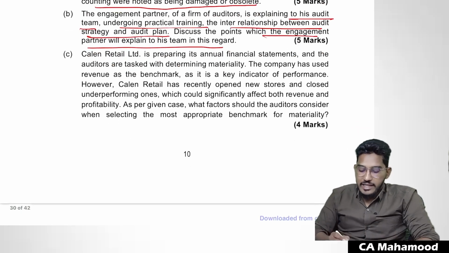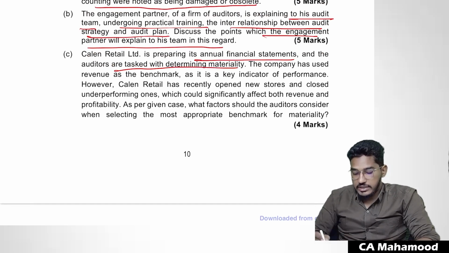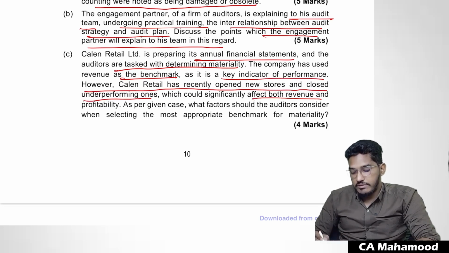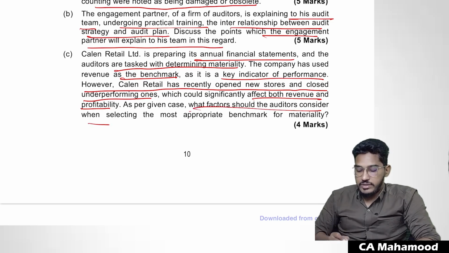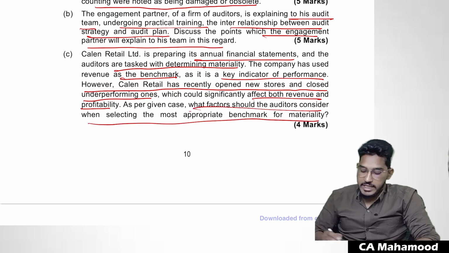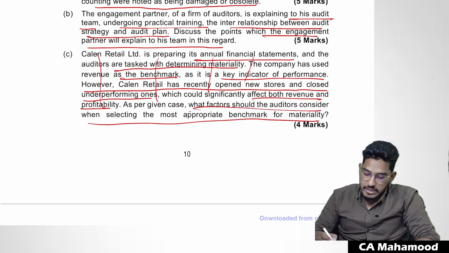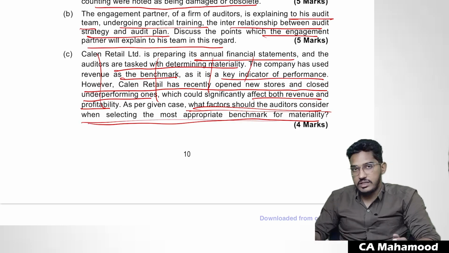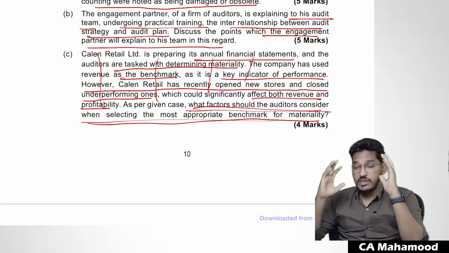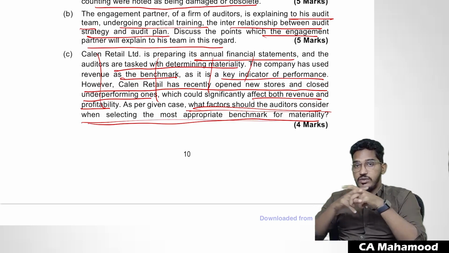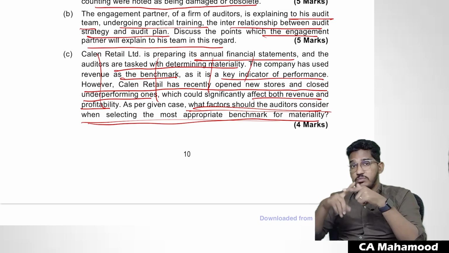Next one. Callen Retail is preparing its annual financial statements and the auditors are tasked with determining materiality. The company has used revenue as a benchmark as it is a key indicator of the performance. However, Callen Retail has recently opened new stores and closed underperforming ones, which could significantly affect both revenue and profitability. As per the given case, what factors should be considered by the auditor when selecting an appropriate benchmark? Once again, even if you ignore all the facts they have given, read the last line also, you'll be able to write the correct answer. This I told you numerous times. What are the factors which will be considered by the auditor in selecting an appropriate benchmark?